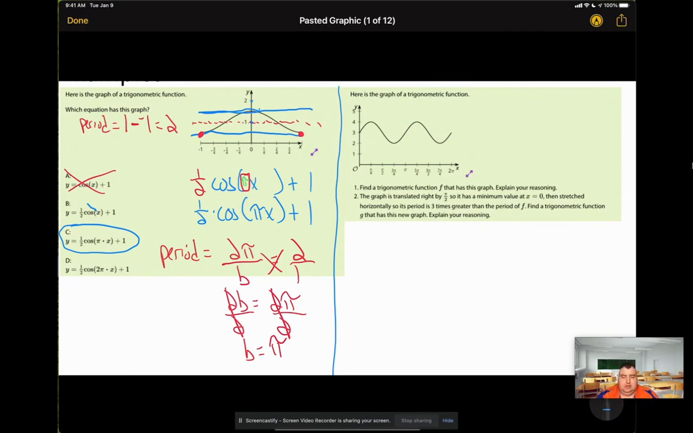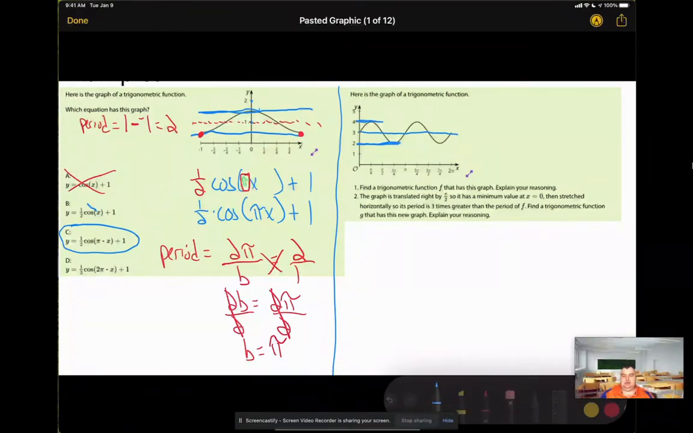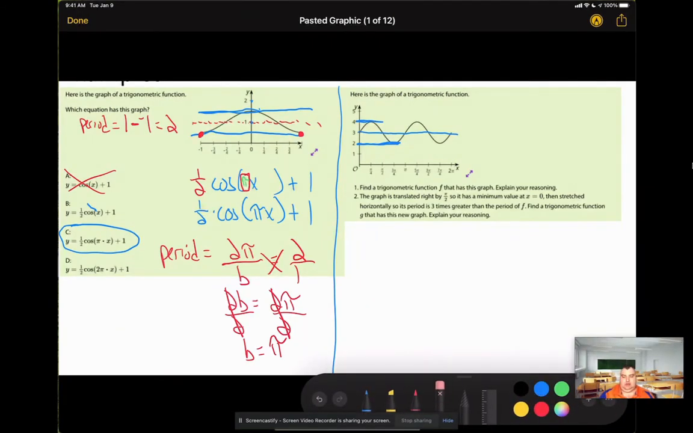Number 1. Find a trigonometric function f that has this graph. Explain your reasoning. The first thing we're going to look at is where the midline is. Notice my low point is here, my high point is here, so my midline is going to be at 3. Now, why is that important?